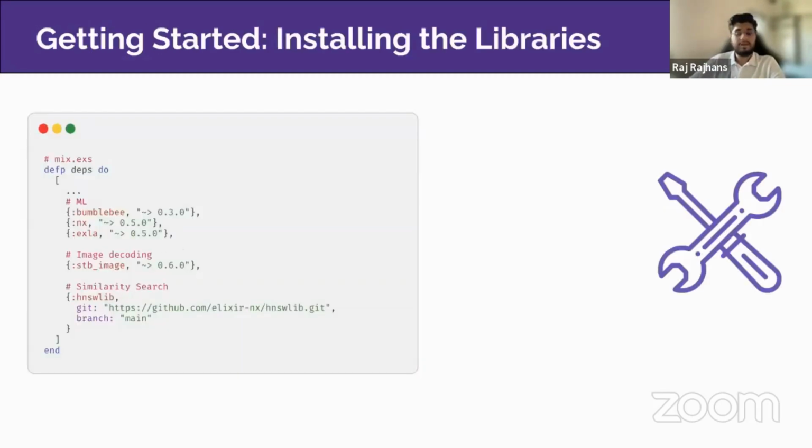Okay, so time for some actual code now. First off, we will install the libraries that we need. On top is Bumblebee, Nx, and XLA, the backend that we'll use. Then we have STB image, which is a library that will allow us to read and load an image file. And finally, the HNSW library that we just talked about for similarity search.